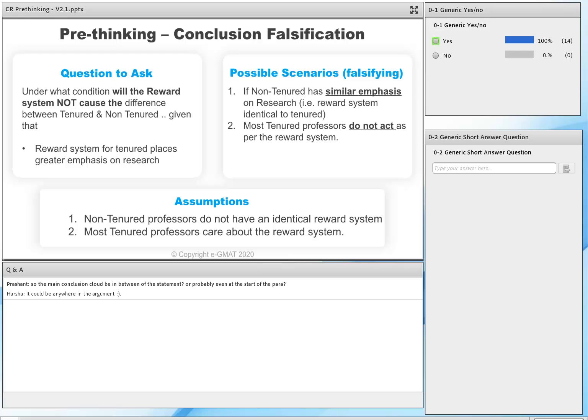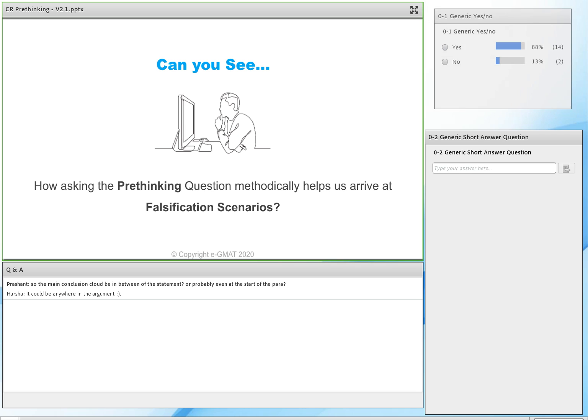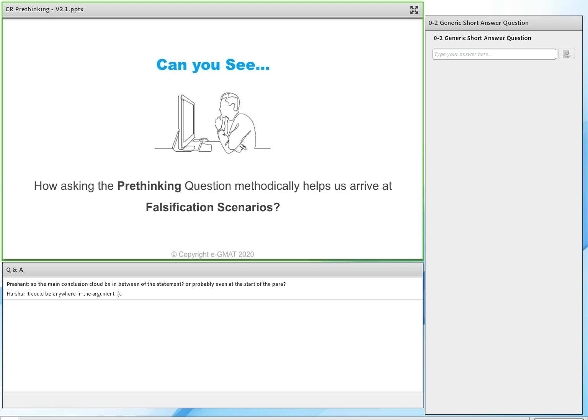Okay. So what are my assumptions? Non-tenured professors do not have an identical reward system, or most tenured faculty care about the reward system. You translate this and say, if these are the scenarios in which my conclusion breaks down, then I can't allow those scenarios, which means these are my assumptions. There are a couple of other assumptions that are possible, but I wanted to show you the method first. As you follow this process, you have a much better understanding of the argument. This process forces you to read and understand the argument, and you can really see through the assumptions. Can you see that piece over here?